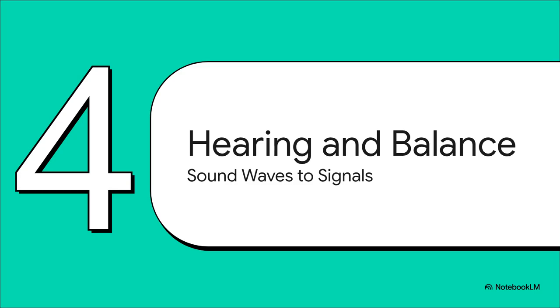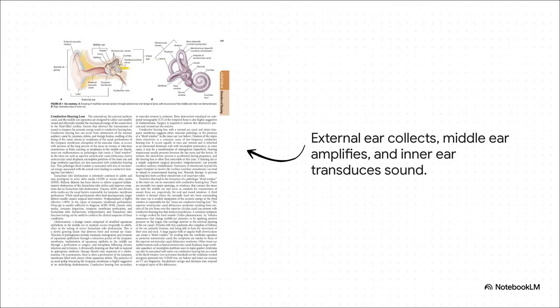Now for our final sensory system, hearing and balance. We're going to follow the complete journey of a sound, from a simple pressure wave floating in the air all the way to a complex electrical signal that gets interpreted by the brain. Let's just trace the path of sound on this diagram together.